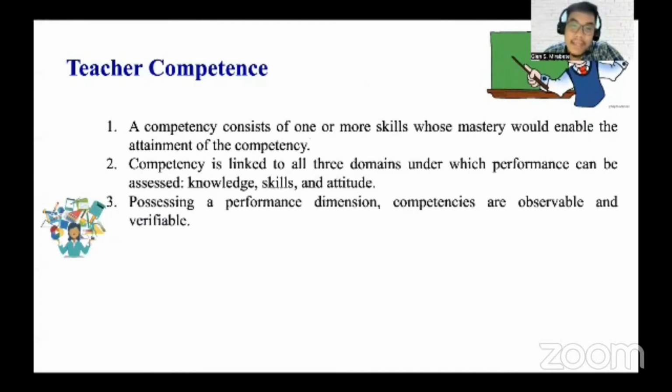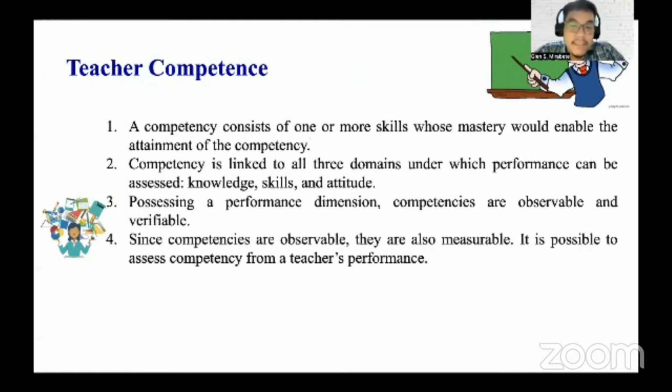Possessing a performance dimension, competencies are observable and verifiable. Observable and verifiable means something that can be seen, or perceived when we use our senses: sense of hearing, taste, touch, and sight. Since competencies are observable, they're also measurable. It is possible to assess competency from a teacher's performance.